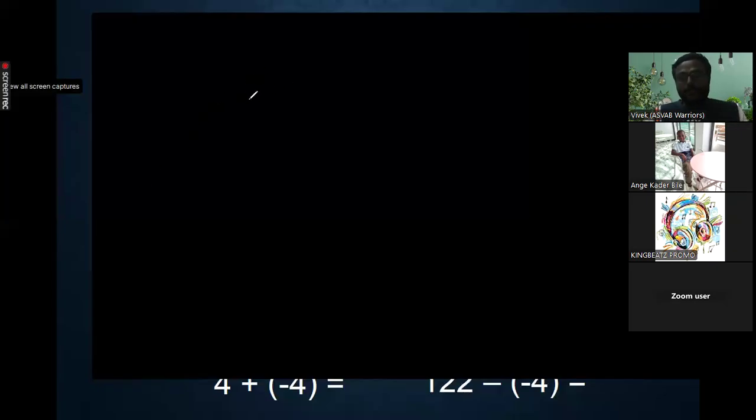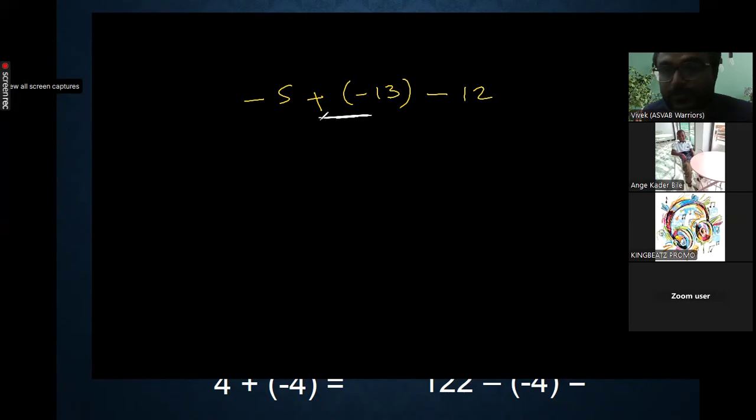Okay, so here, -5 plus -13 minus 12. Let's solve it. So the first thing, always solve the internal signs first. Subtract if different. So there are different signs. So -5 minus 13 minus 12. Now we are good to go.